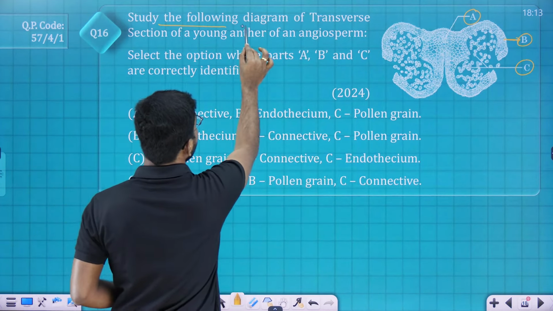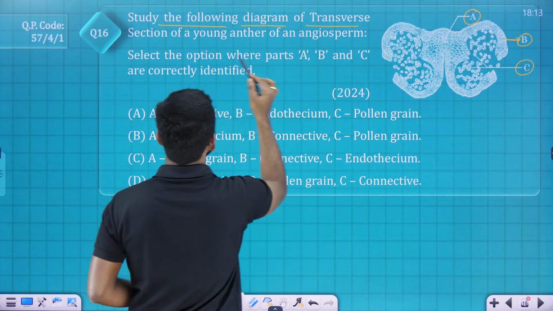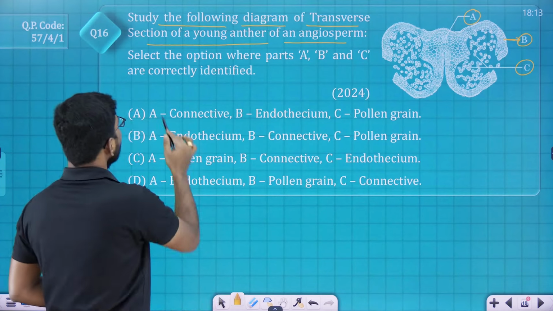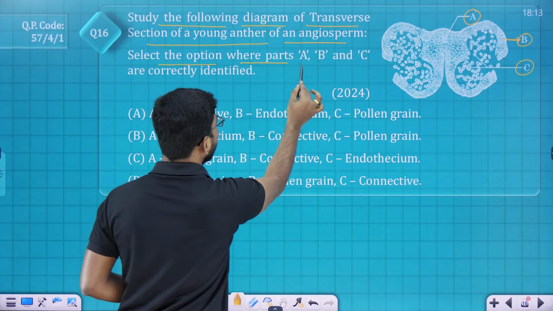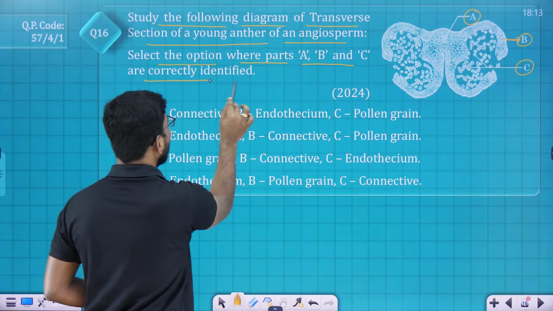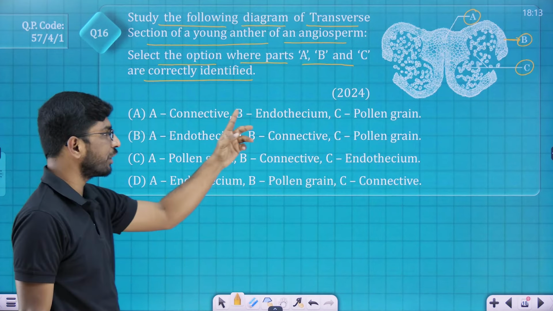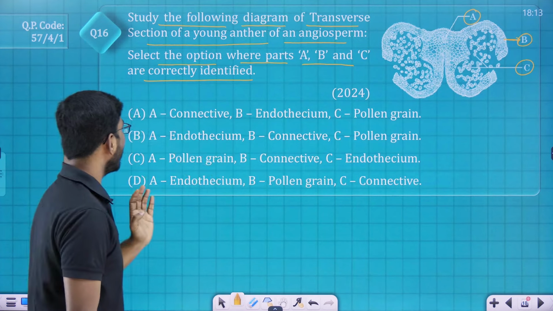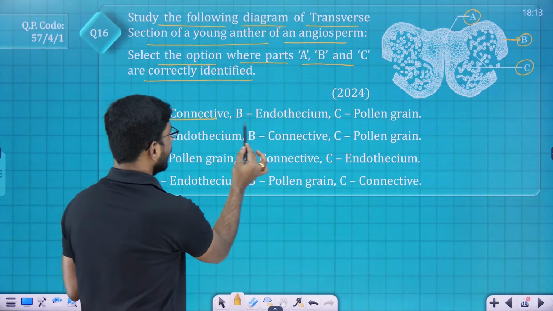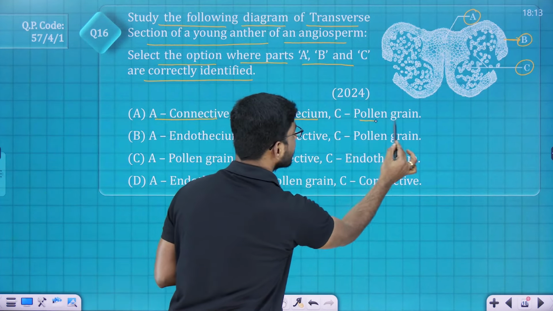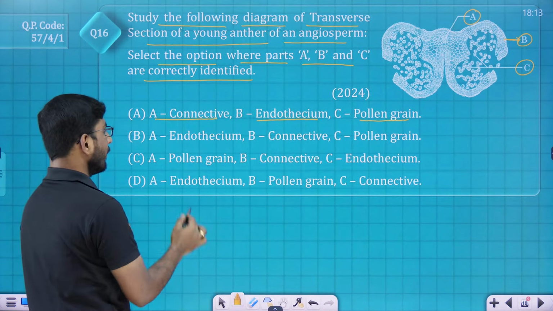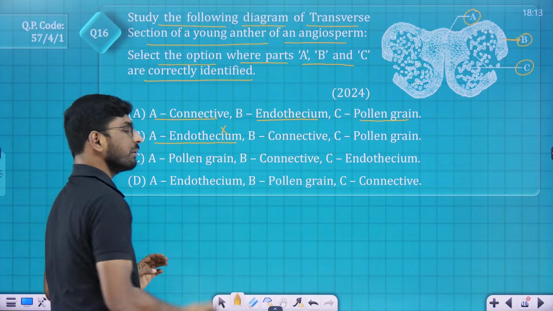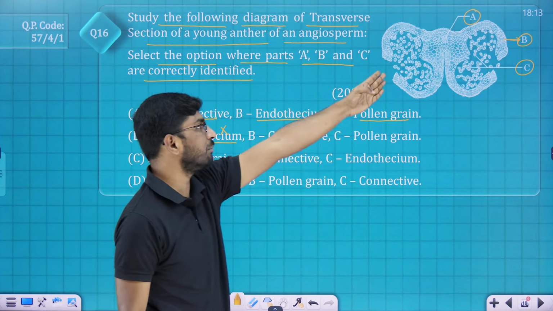Study the following diagram of a transverse section of a young anther of an angiosperm. Select the option where parts A, B, C are correctly identified. This is a 2024 diagrammatic question, transverse section of anther. Now A, connective. B, endothecium. C, pollen grains. Option A, endothecium: A is not endothecium, so leave this option. B is wrong. Endothecium is not present here.